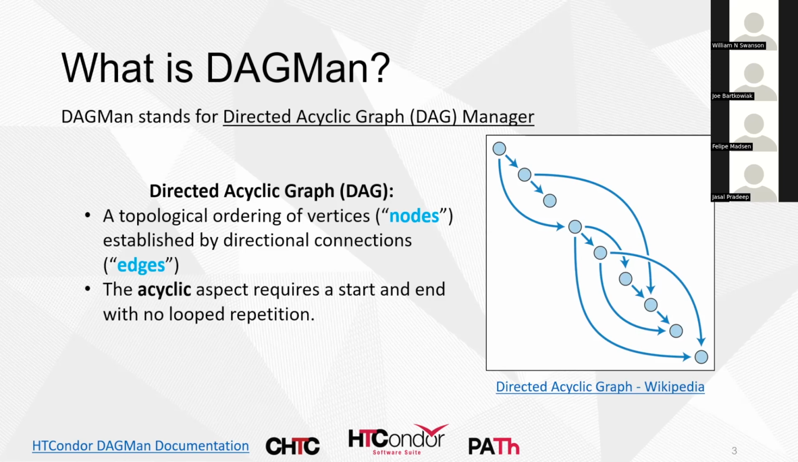A key aspect of a DAG is it's acyclic, meaning there's a distinct start and distinct end with no cycles. This is beneficial because you can then represent your jobs in a DAG, and you have this distinct start here with this job, follow the flow of jobs all the way to the end, and that is a workflow.